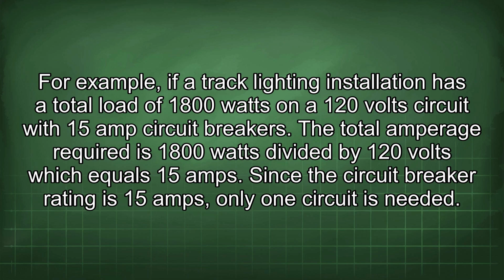For example, if a track lighting installation has a total load of 1800 watts on a 120 volt circuit with 15 amp circuit breakers, the total amperage required is 1800 watts divided by 120 volts, which equals 15 amps. Since the circuit breaker rating is 15 amps, only one circuit is needed.